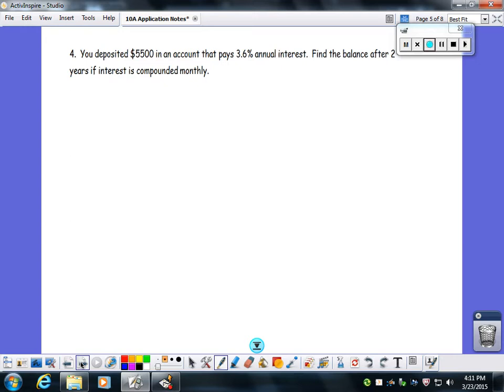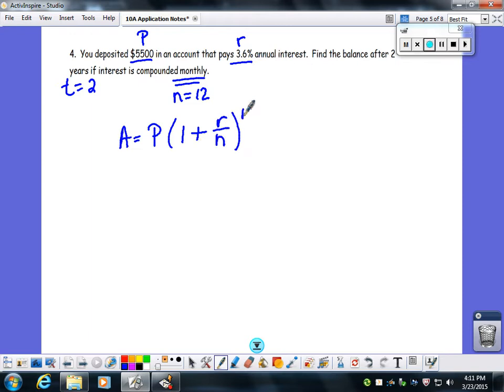All right, so let's do our P is 5,500. Our rate is 3.6%. Our time is 2 years. And compounded monthly, so N is 12. All right, so let's make our formula. So A is equal to our principal times 1 plus R over N to the NT.